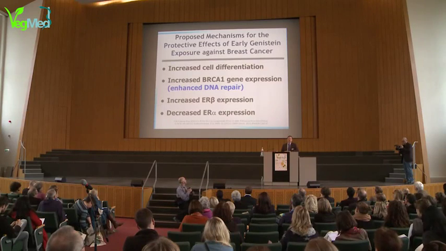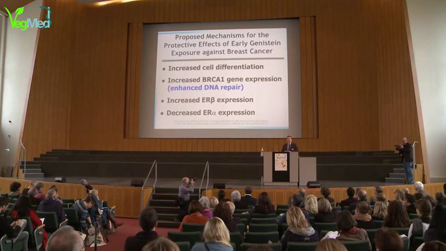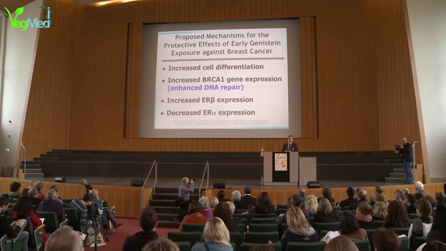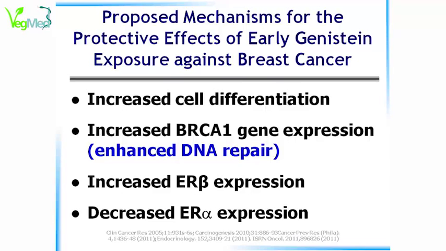And then finally, we have several proposed mechanisms for why consuming soy early in life is protective. It's clearly due to the isoflavones. They increase cell differentiation. They increase levels of a gene that repairs DNA damage. And they increase expression of estrogen receptor beta and decrease expression of estrogen receptor alpha.